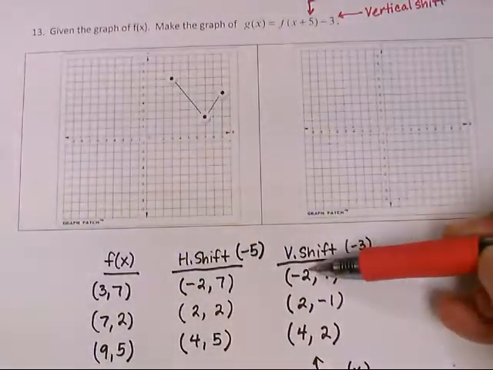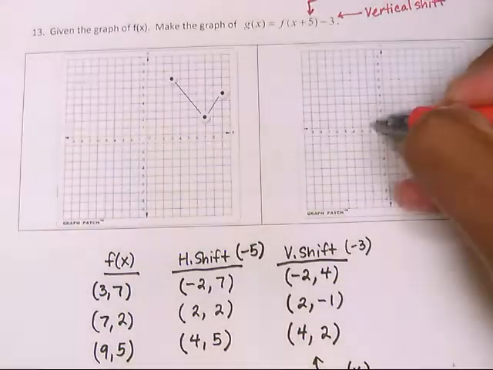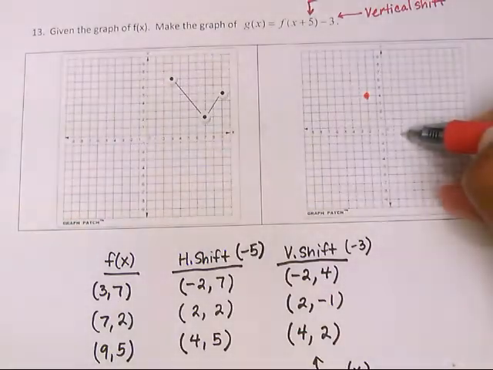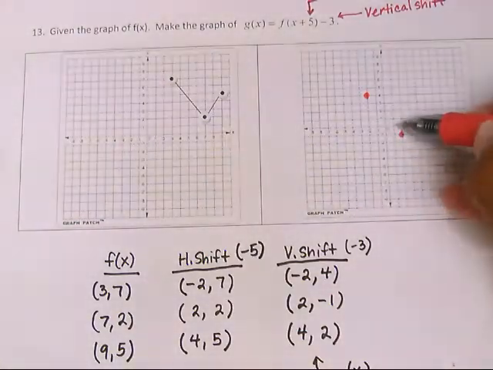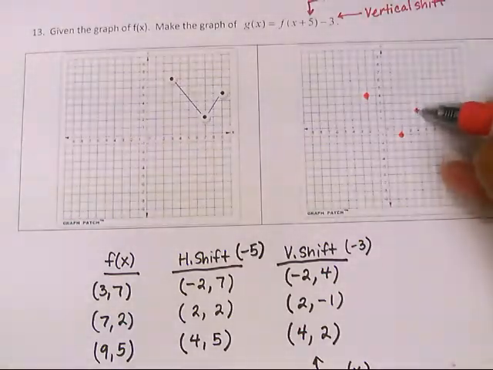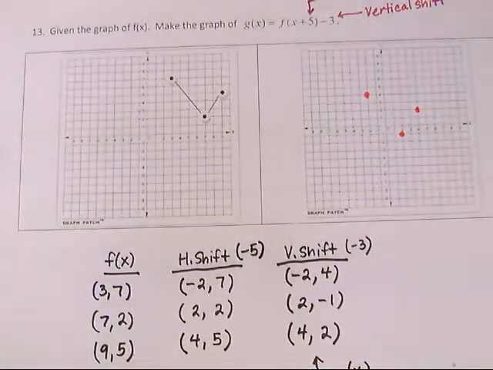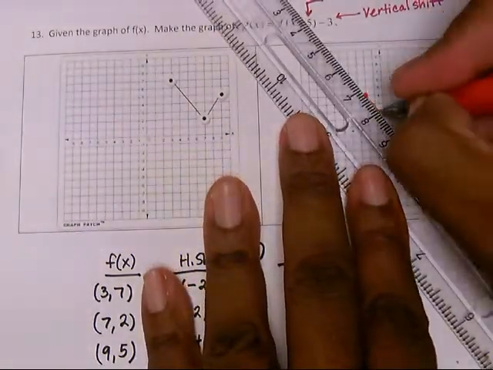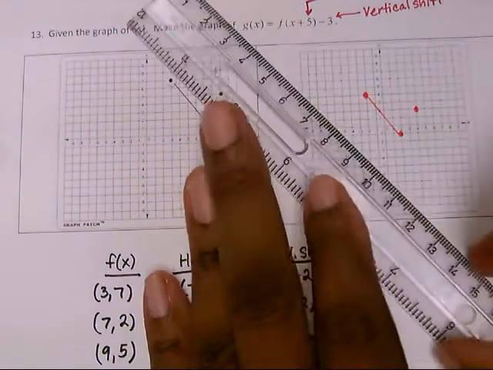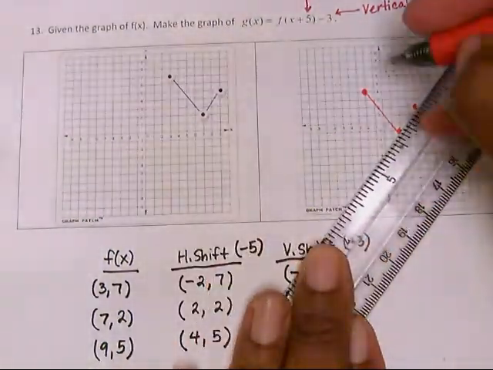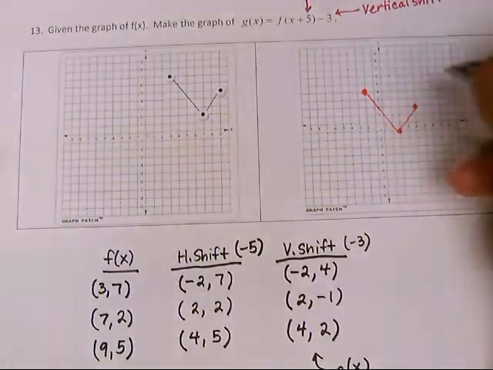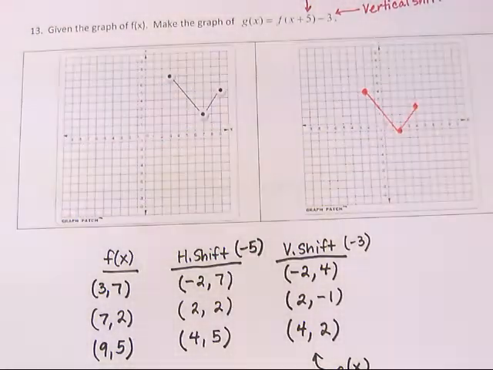So in this case, negative 2, 4 would be to the left 2 and up 4. 2, negative 1 would be to the right 2 and down 1. And then 4, 2 to the right 4 and up 2. Then I'm going to connect those dots in the same way as the graph of f of x is. And here I have the graph of g of x, which is equal to f of x plus 5 minus 3.